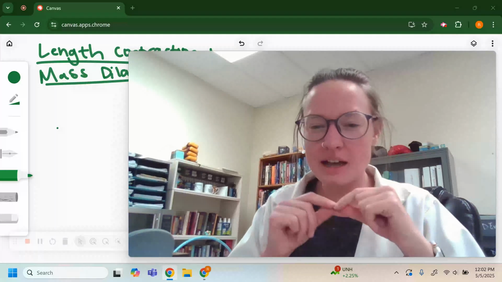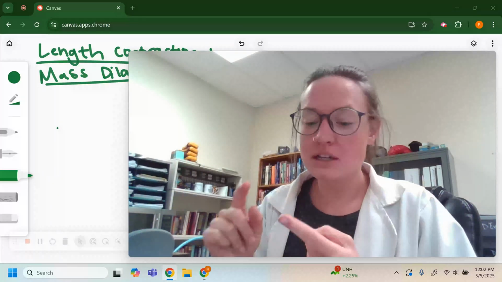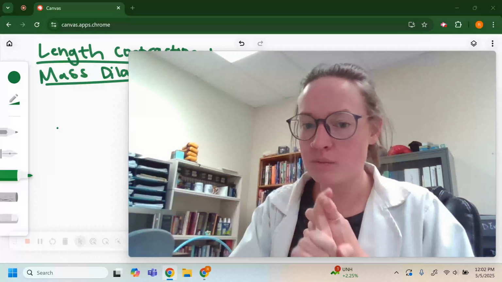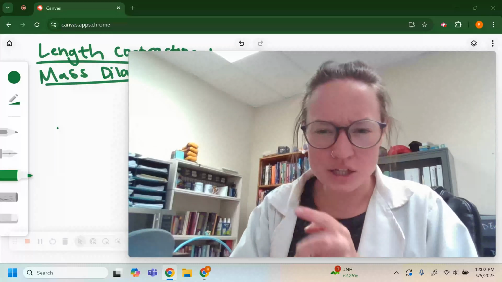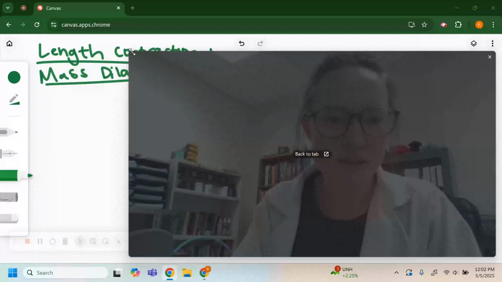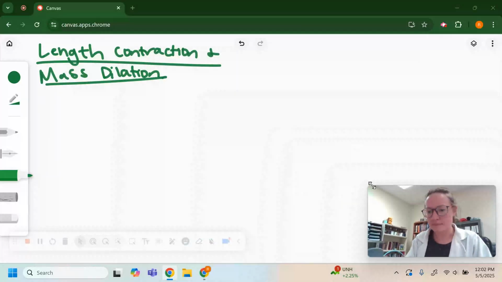This is because of length contraction. It turns out that time gets dilated when you're in differently moving reference frames, but also length changes when you're in differently moving reference frames. Let's look at some equations here.